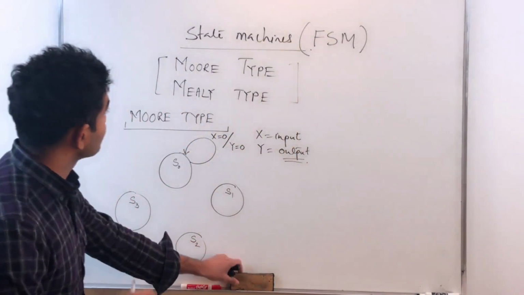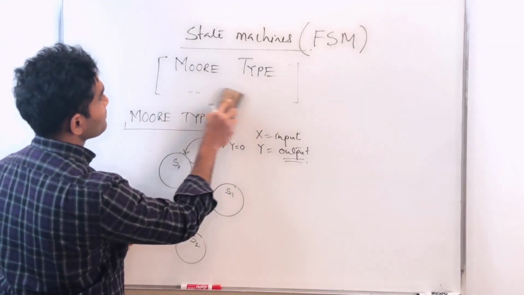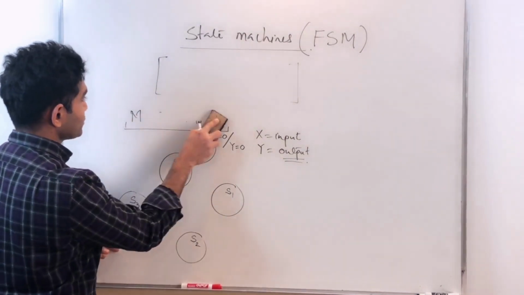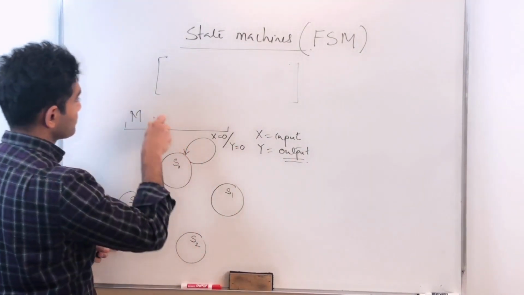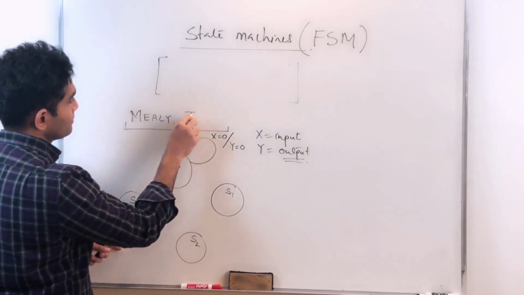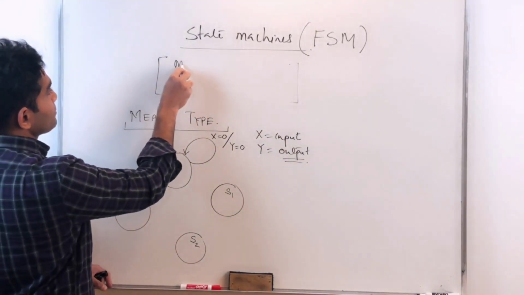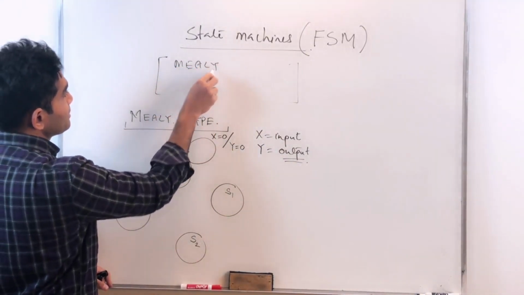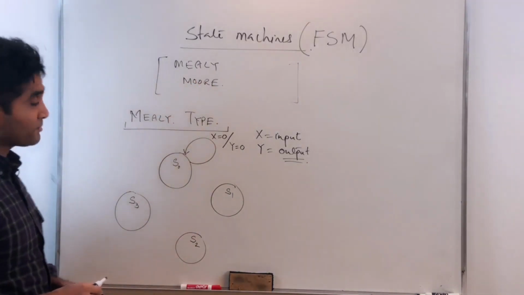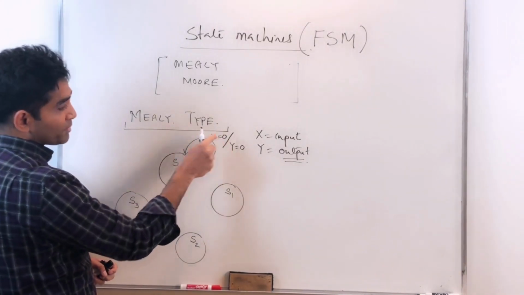I'm sorry, this is the Mealy. This is a Mealy type. I kind of got it mixed up here. Let me say, this is a Mealy type machine. Okay, Mealy type. So I'm describing the Mealy and the Moore type state machines. Please note the correction here. Okay, that's the Mealy type state machine. Okay, so the outputs are specified along with the inputs.